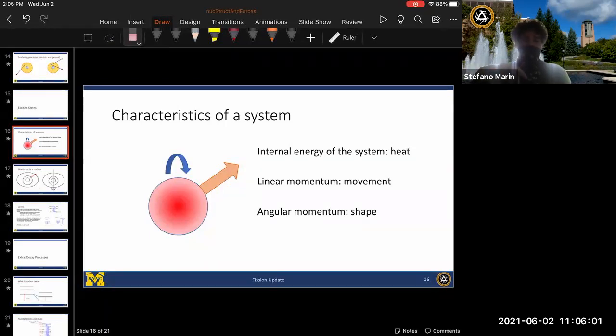We can always exclude that and say, okay, let's move with the nucleus. Let's jump on the nucleus frame and just look at it as if it's stationary. So linear momentum is really not that interesting for the characteristics of the nucleus. And angular momentum, very important. Angular momentum in quantum mechanics describes the shapes of things.